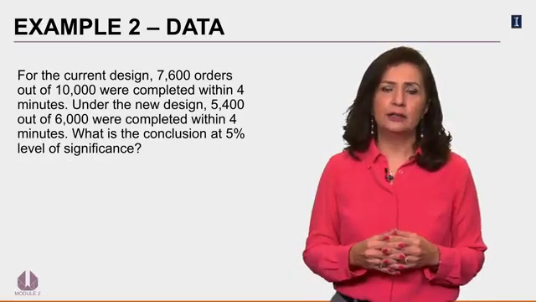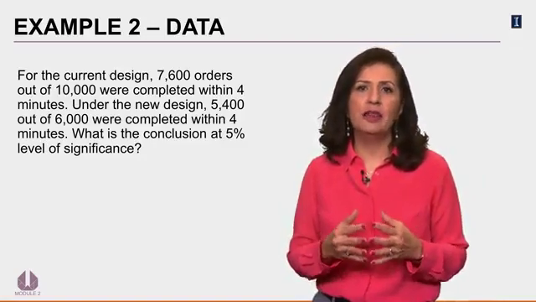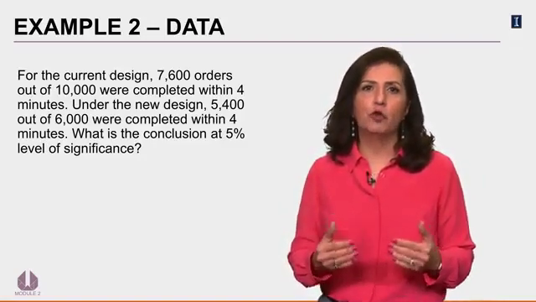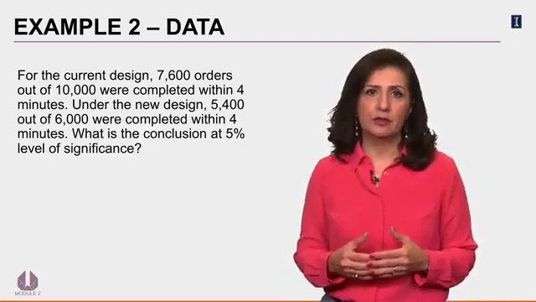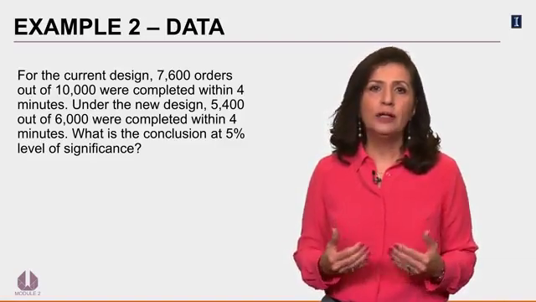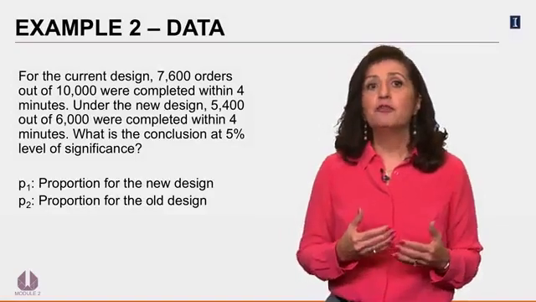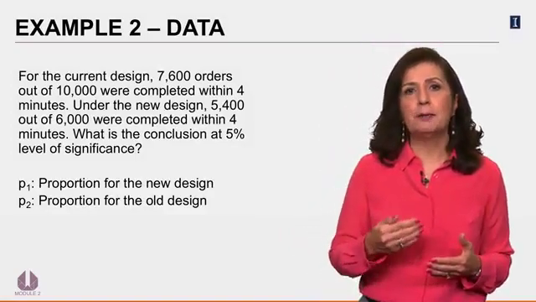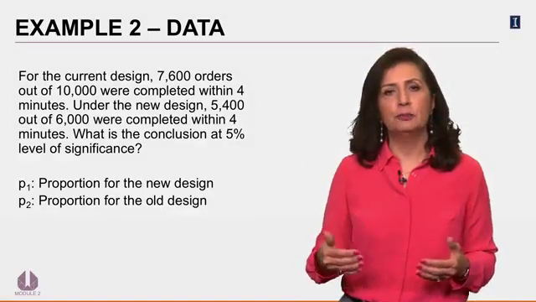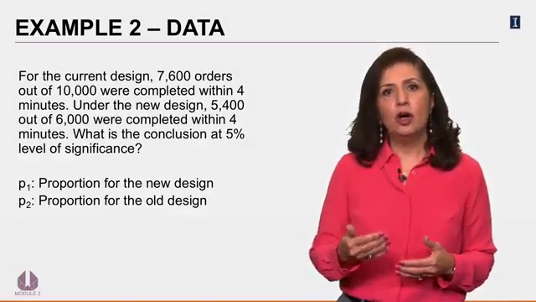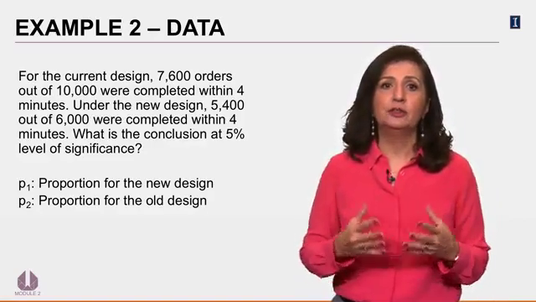The data has been collected, and for the current design, 7,600 orders out of 10,000 were completed within 4 minutes. Under the new design, 5,400 out of 6,000 were completed within 4 minutes. What is your conclusion at the 5% level of significance? If P1 is the proportion for sample 1 and P2 is the proportion for sample 2 for orders that completed within 4 minutes, then the null hypothesis is that these two designs are not more than 20% different.